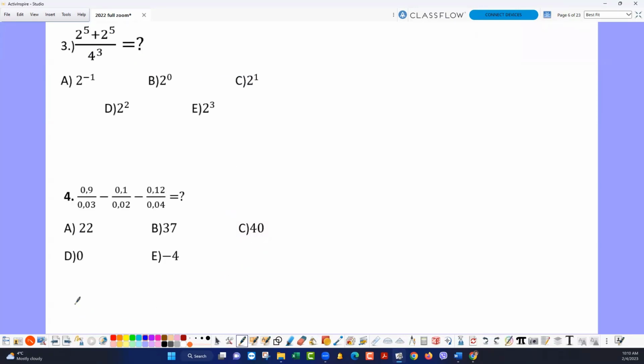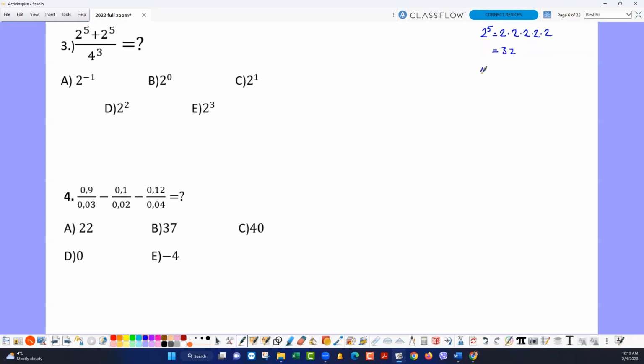Okay, the next question is related to exponents, but since the numbers are easy, we can also directly use their results. I mean, we can calculate what 2 to the power of 5 is. When you say 2 to the power of 5, you are multiplying the number by itself 5 times, which is 2 times 2 times 2 times 2 times 2. That is 2 times 2 is 4, times 2 is 8, times 2 is 16, times 2 is 32.